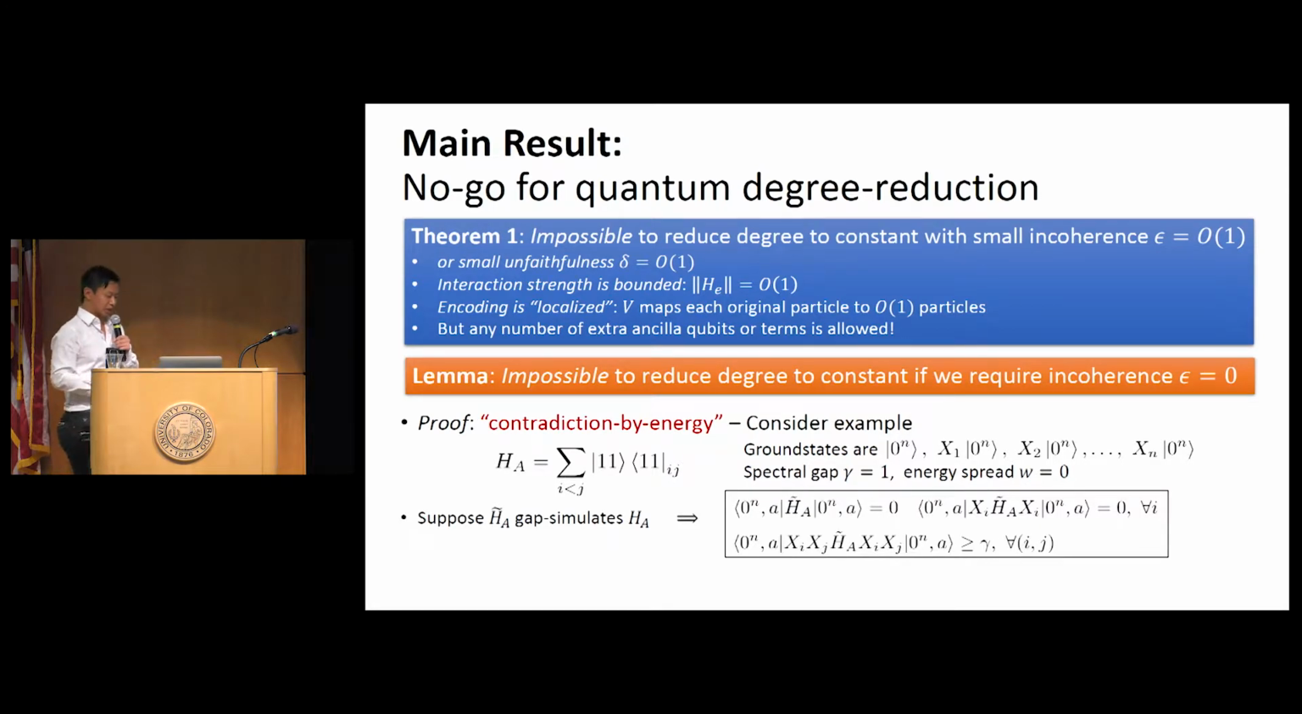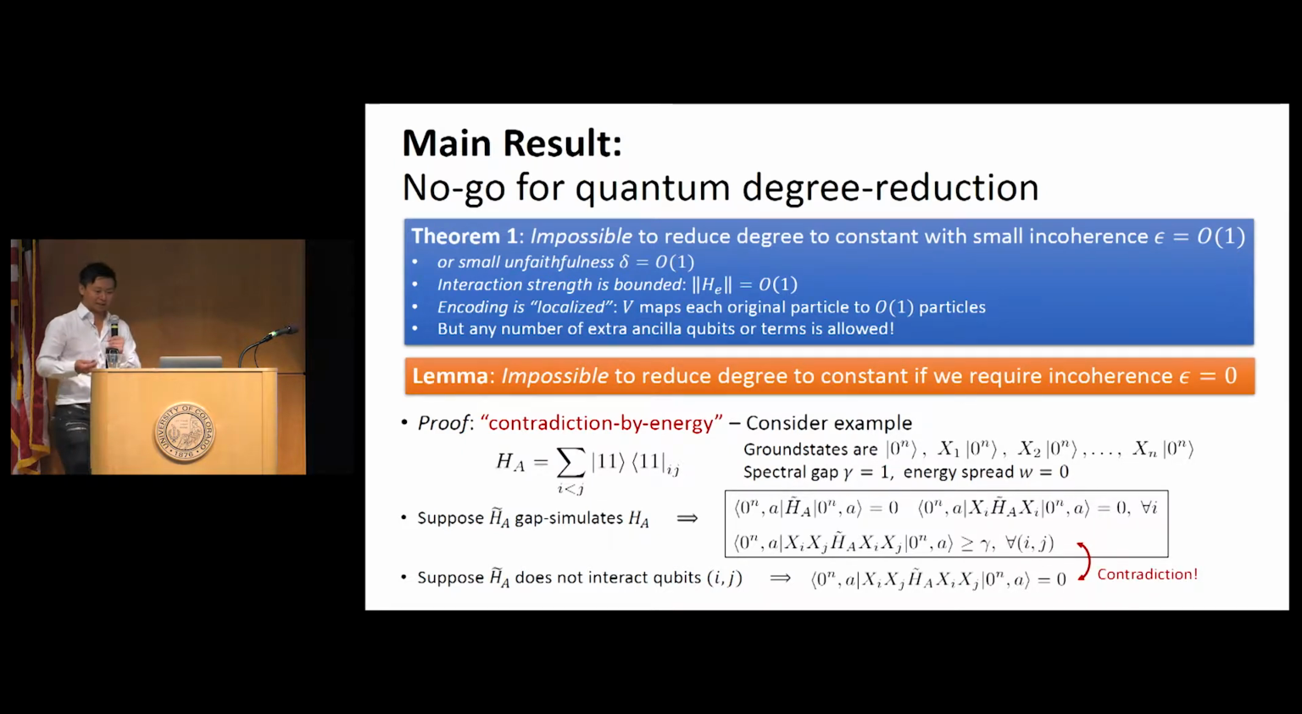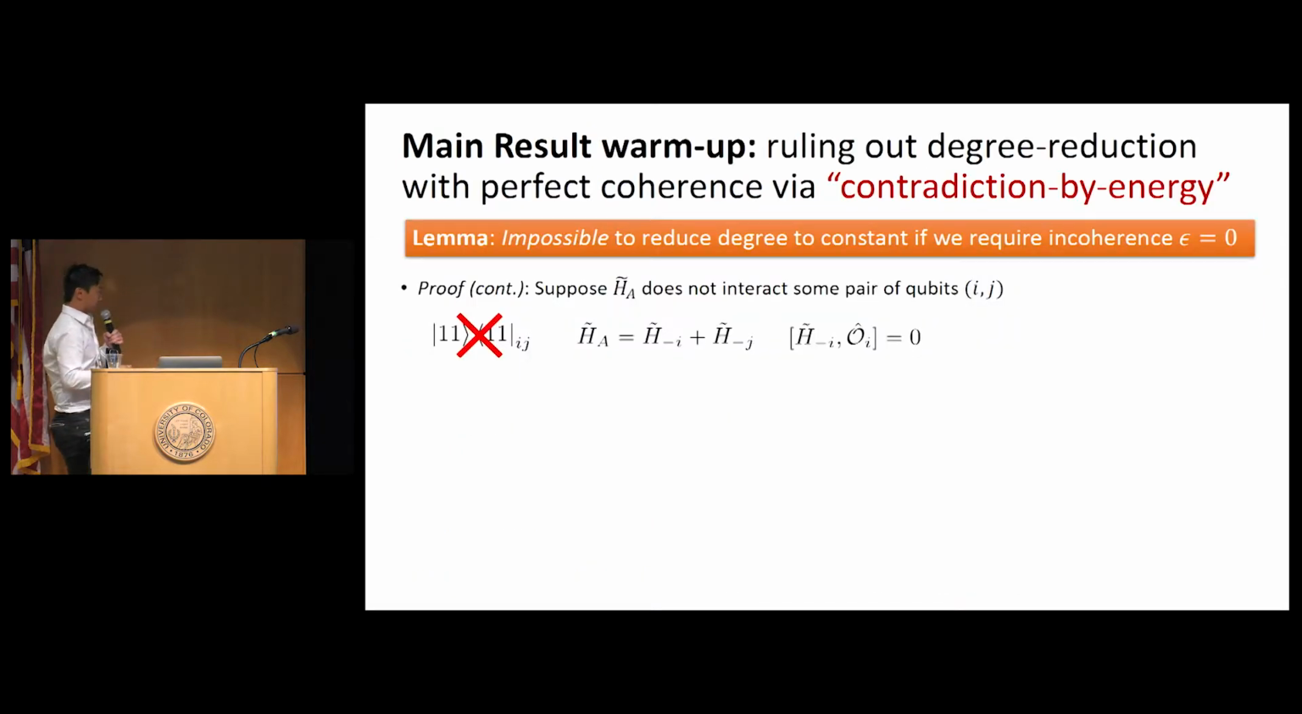Now suppose that we want to gap simulate it with some other Hamiltonian H tilde A. Then by the definition of gap simulation, that means that if we add some ancillary state to the ground states, these states must have energy 0, and if we add an ancillary state to a doubly excited state, they should have energy at least gamma. However, it turns out that if we assume that somehow H tilde A does not interact the pair of qubits I and J, this will imply that the energy of the doubly excited state is actually 0, and obviously this is a contradiction, which implies that you cannot degree reduce, because you have to interact basically all pairs of qubits. Now let's go through the last part a little bit more slowly.